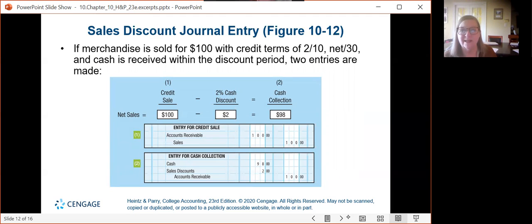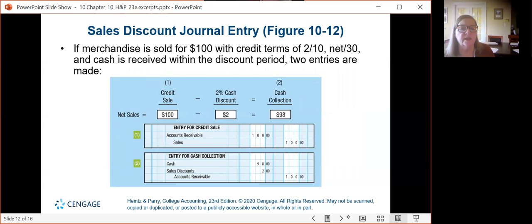The first one was made on the date of the sale. Just like always, we're always going to make that entry. Debit the receivable. If there's terms stated, you know it's a credit sale. So we're always going to use accounts receivable if there's terms involved. So debit accounts receivable, credit sales. And if it was a retailer selling to a customer, we would also have that credit to sales tax payable. But this must have been a wholesaler to a retailer because they didn't charge the sales tax.